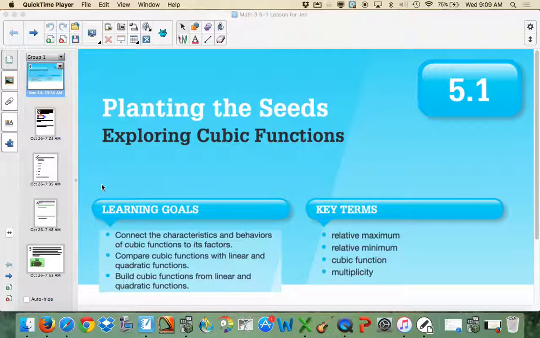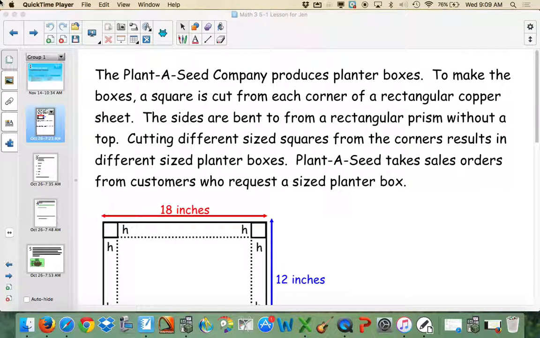All right, so this is chapter 5.1 in the Carnegie books. All right, so bear with me. I haven't seen a Carnegie book in about 2 years, and I have successfully stayed away from them. So this is new territory for me, but I think I've got it for you. All right, so we're looking at this example here.